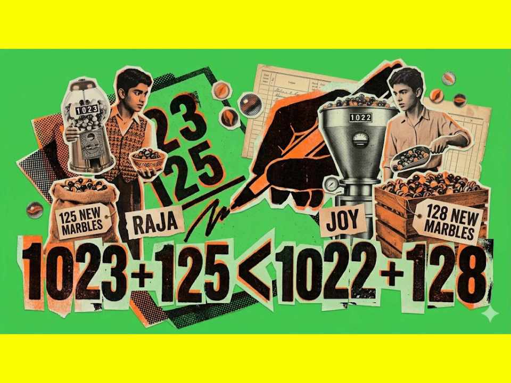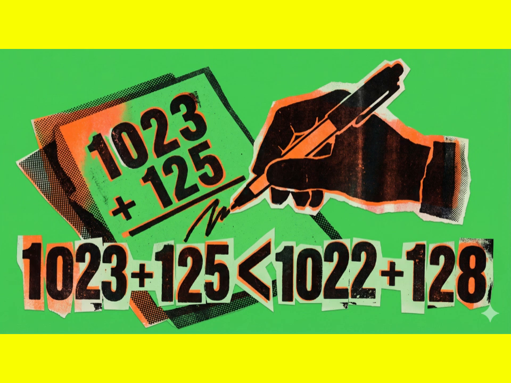Who has more? Look closely at the numbers. Raja started with one more marble than Joy, but Joy received 3 more marbles than Raja today. Therefore, without adding it all up, we can visually see that Joy ends up with more marbles. So, the moving pen writes 1023 plus 125 less than 1022 plus 128.